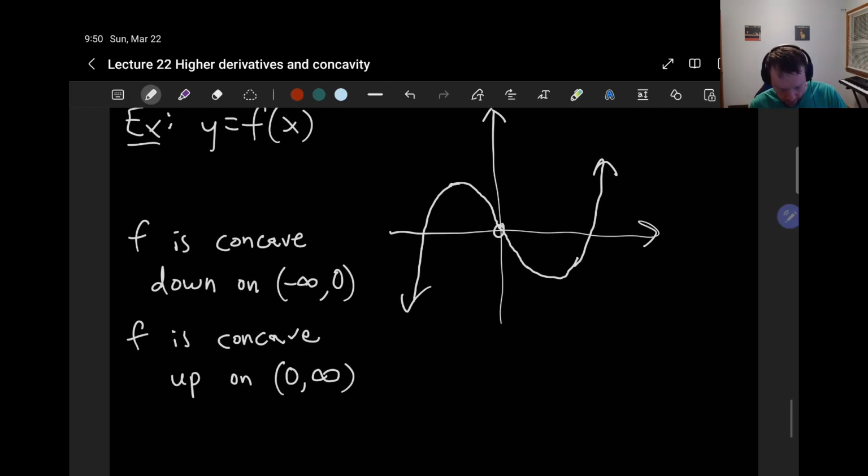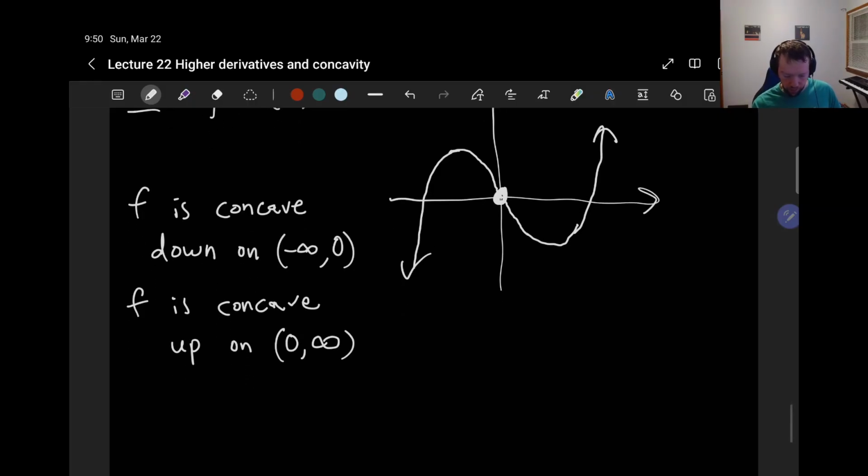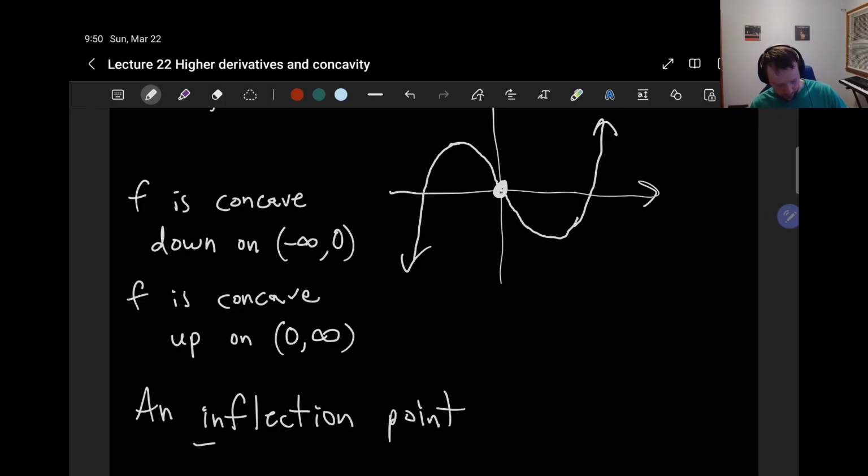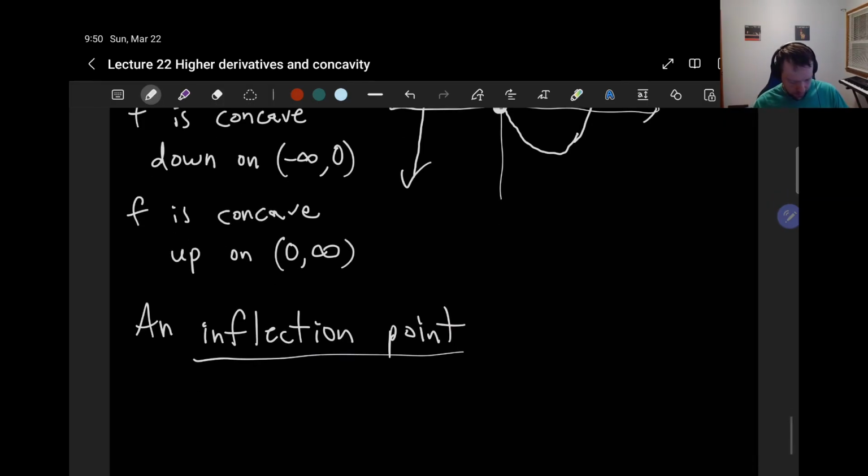That means then that there's some sort of turning point here in the middle. And that has a special name. It's called the inflection point. And there could be more than one on a graph. In this case, there's only one. But an inflection point is a point where the concavity changes.